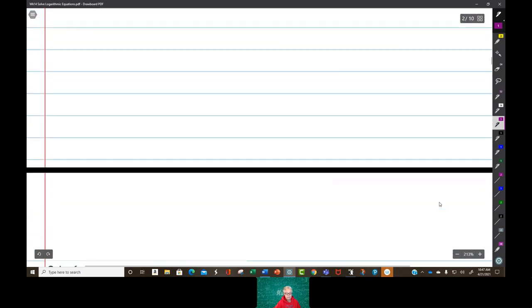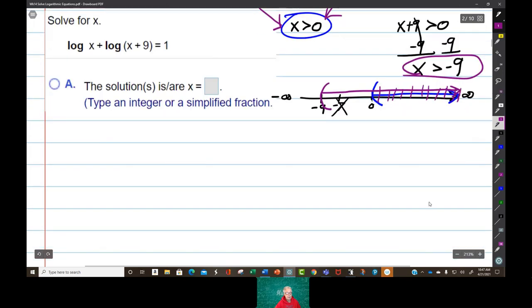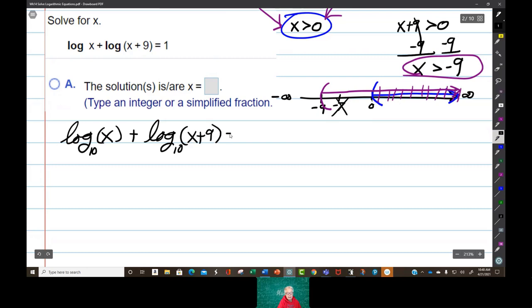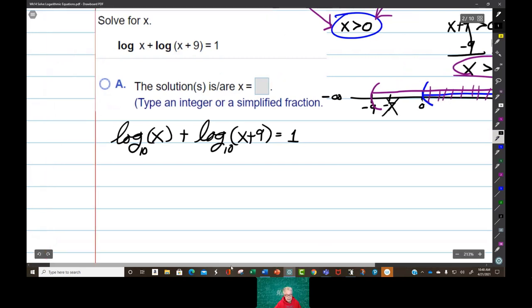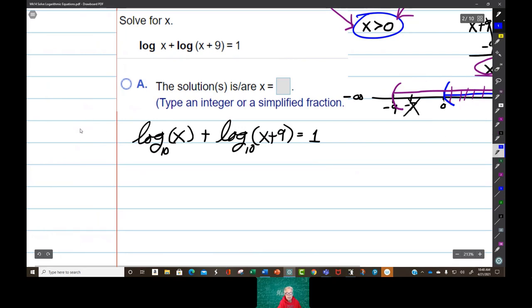Now, let's do the problem. All right, log x. That's log base 10, by the way. Log x, and I'm going to write it that way. Log base 10 of x plus log base 10 of x plus 9 equals 1. I have to combine these into one logarithm before I can use the definition of a logarithm. How am I going to combine them? With the product rule. So let me make a note about that. I have to use the product rule. Cool.